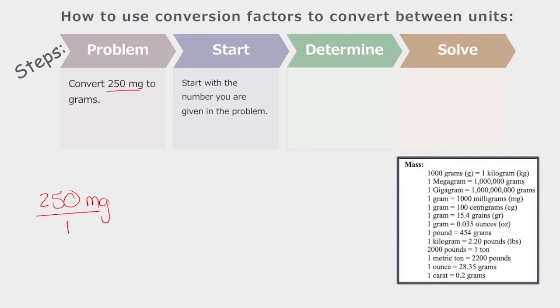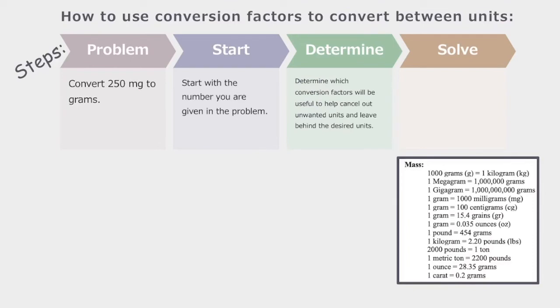Okay, so our next step is to determine which conversion factors will be useful to help cancel out unwanted units and leave behind our desired units. All right, so which conversion factors are going to be useful to us in this conversion? Like we said, we're trying to convert from milligrams to grams. And so what we would want to do, the ideal situation here, is to find an equivalent statement that has both milligrams and grams in it.